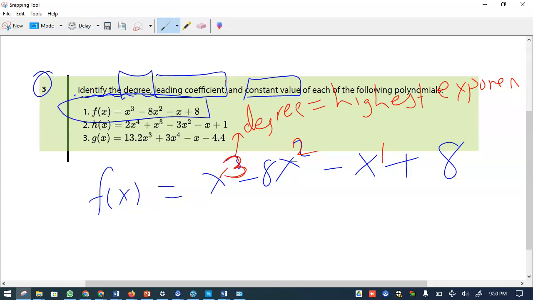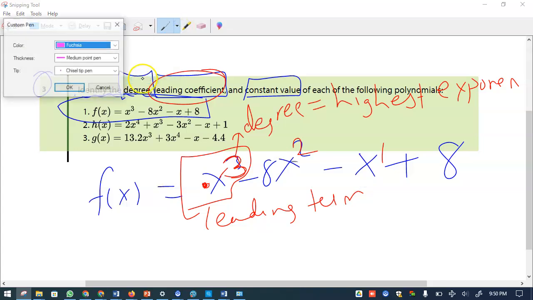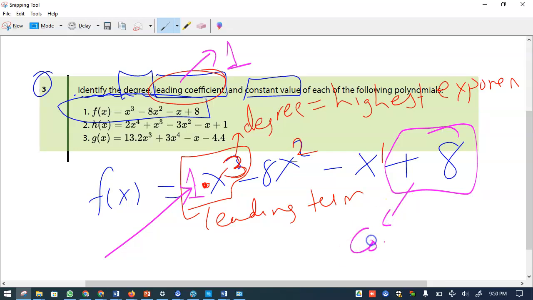And then what is the leading coefficient? It is the number that multiplies the variable. This whole thing is the leading term. But you don't see any number in the beginning. That means the number is 1. So the leading coefficient for the first one will be 1. And the constant term is the number by itself. That's the constant.